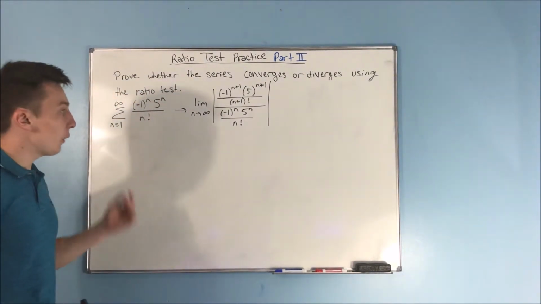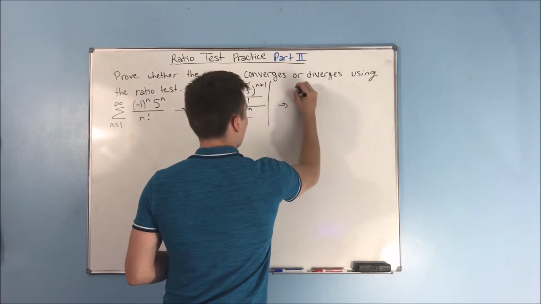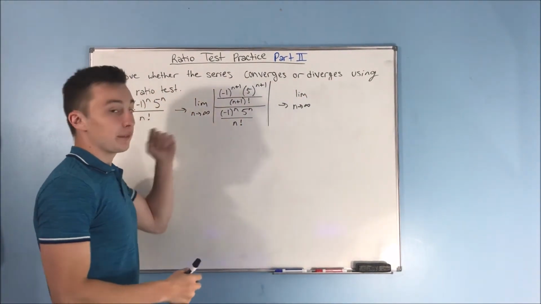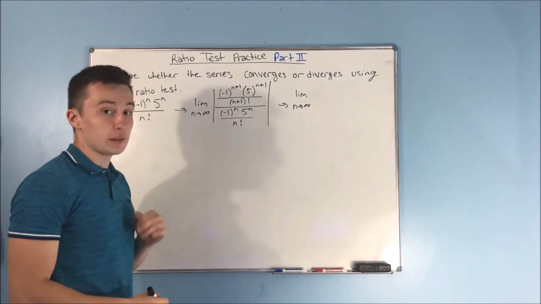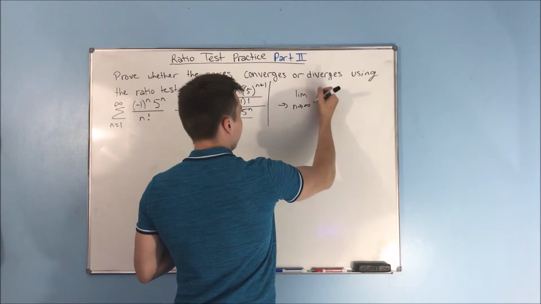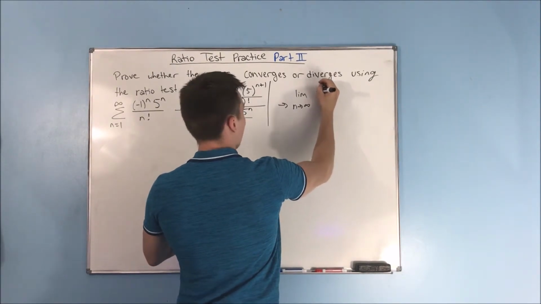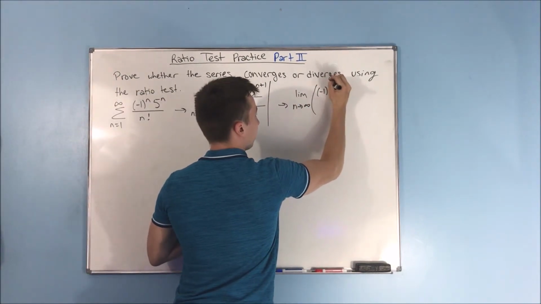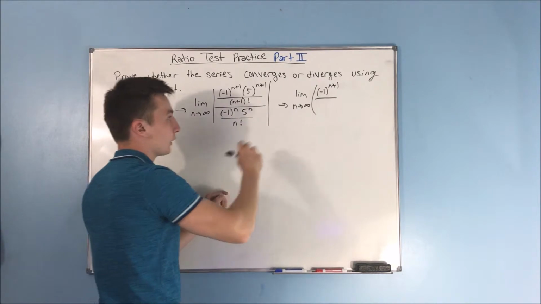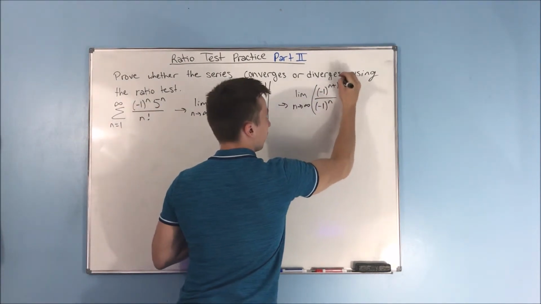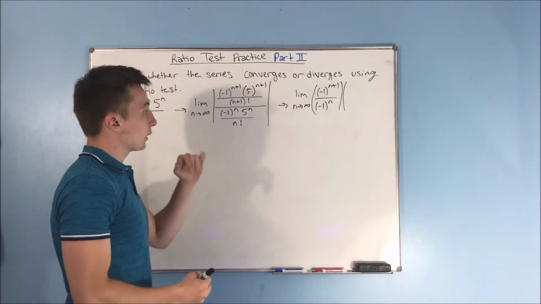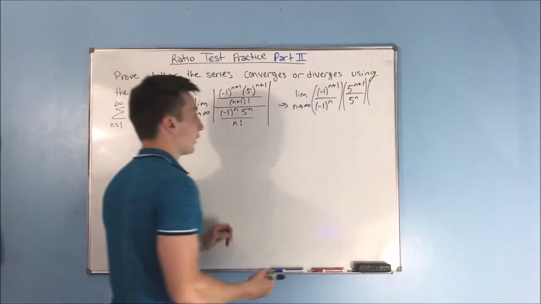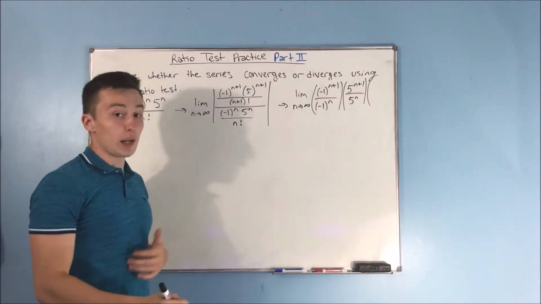Now we get this all into one fraction. We get the limit as n approaches infinity of, let's not get rid of the absolute value sign yet because we still have to deal with those negative 1s. We can start separating this off into parts: negative 1 to the n plus 1 over negative 1 to the n, multiplied by 5 to the n plus 1 over 5 to the n, and of course n factorial over n plus 1 factorial.